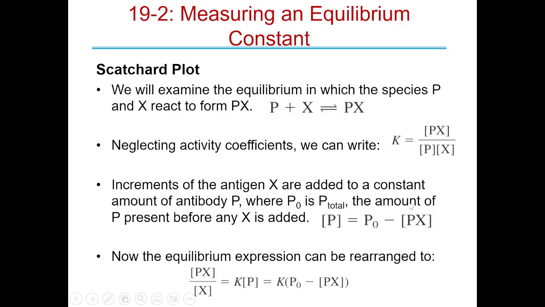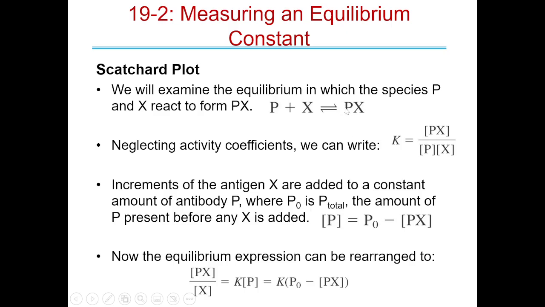Okay, so let's talk about a Scatchard plot. We'll examine the equilibrium in which the species P and X react to form PX. So right here we have the reaction, P plus X gives us species PX. If we neglect the activity coefficients, we can write the reaction equilibrium constant equals products divided by reactants, right?